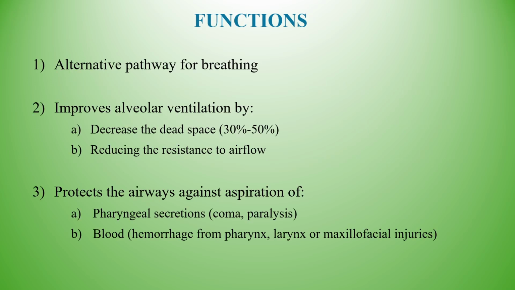So the functions: the first and foremost function is that it provides an alternative pathway for breathing. This circumvents any obstruction in the upper airway from the lips to the tracheostome, or just below the level of the cricoid. So it bypasses the problematic area and provides an alternative pathway. This is not the normal pathway but an extra pathway for breathing.